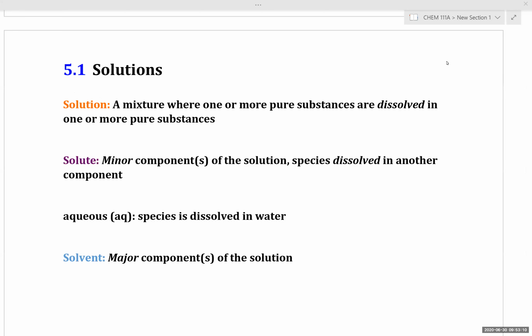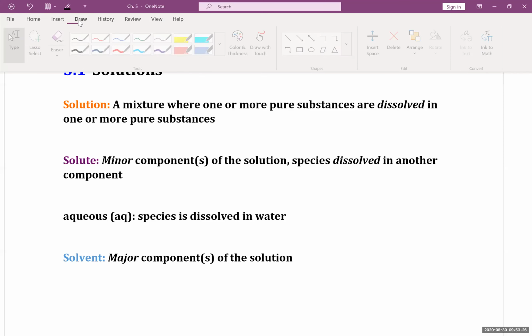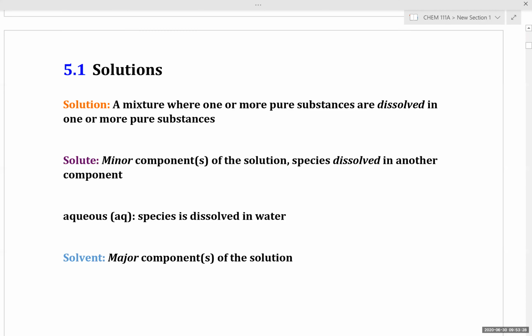And let's talk a little bit about solutions. So in this chapter, we're going to be talking about the properties and calculations involving solutions that we handle in chemistry. So first and foremost, let's define and recall our definition of a solution.